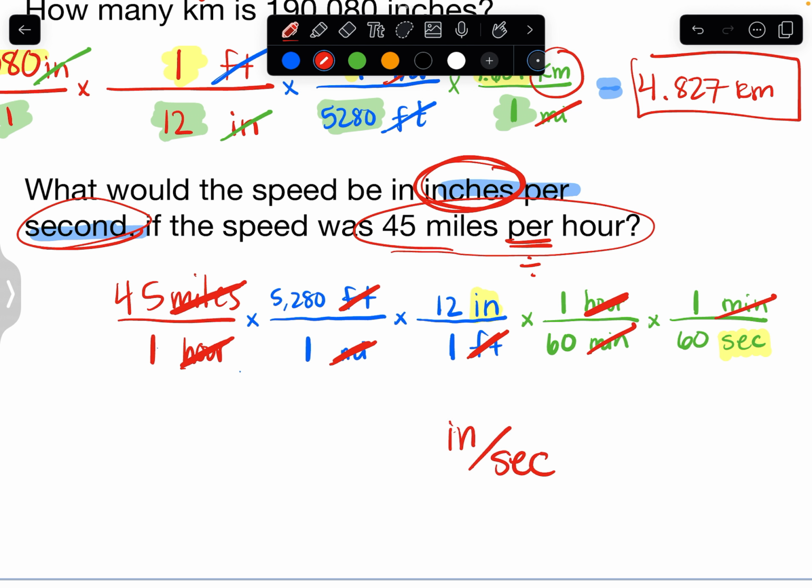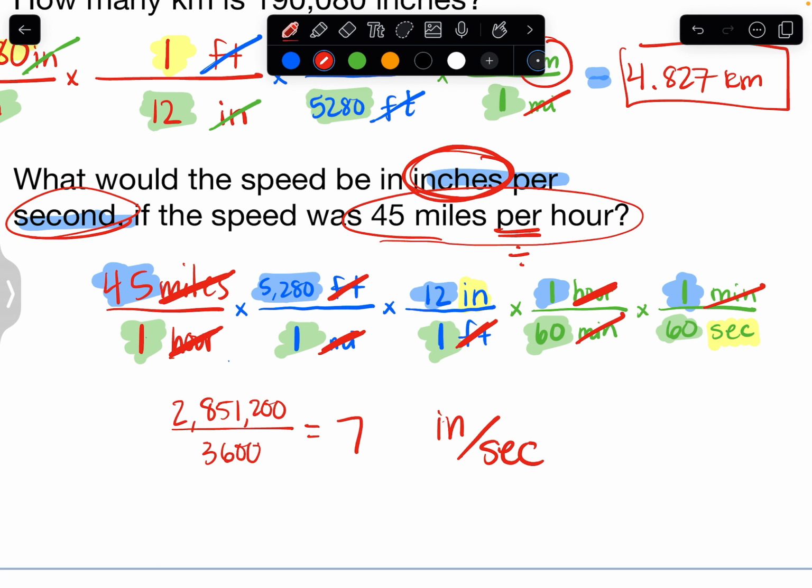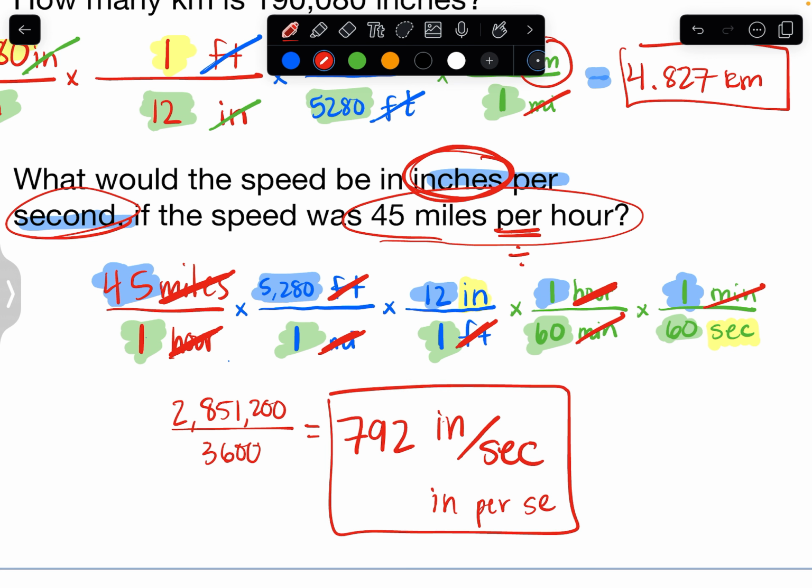And on top, I would have to multiply 45 times 5,280 times 12 times 1 to get a number. And then in the denominator, I need to multiply 1 times 1 times 1 times 60 times 60, and then divide those 2 values. So I think we should get 2,851,200 on top over 3,600. So then our final answer is 792 inches per second. You could write inches per second if you want, or you can use that fraction.